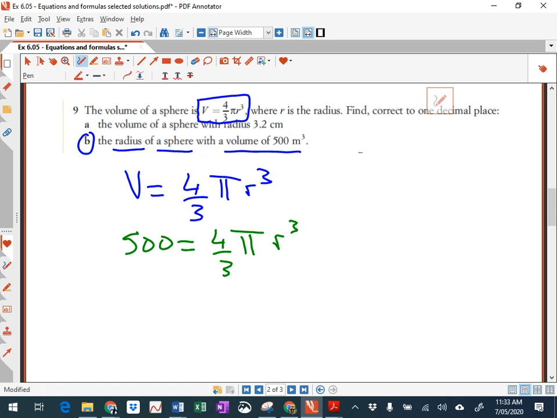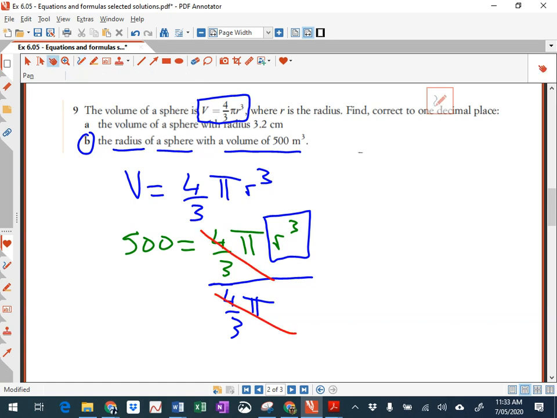Now, you've got to get the r by itself, okay? Which means you've got to get rid of the 4/3 pi. The easiest way to do that is divide both sides by 4/3 pi. That cancels with that. Don't forget you've also got to divide the other side by 4/3 pi as well. You can think of that as 4 pi on 3. So on your calculator, you're going to use your fraction button for that.